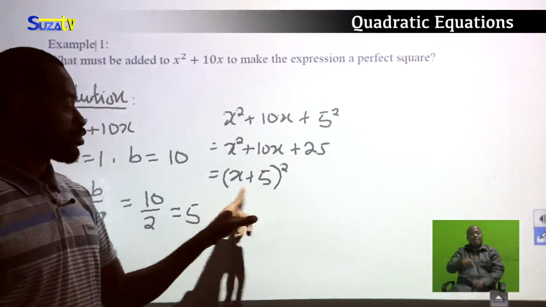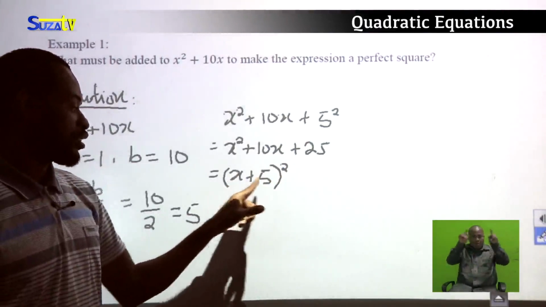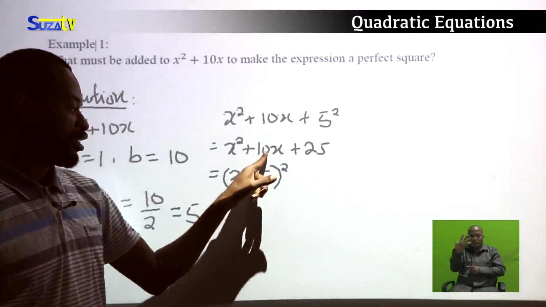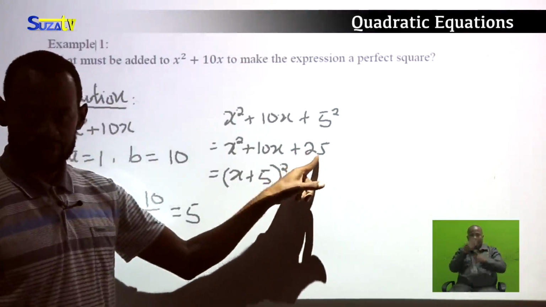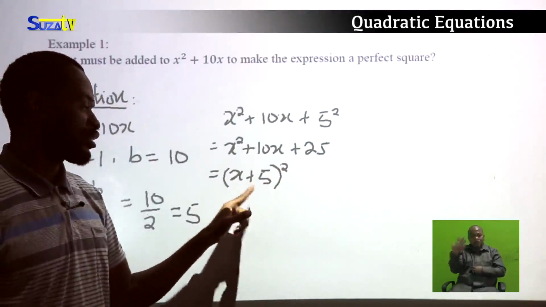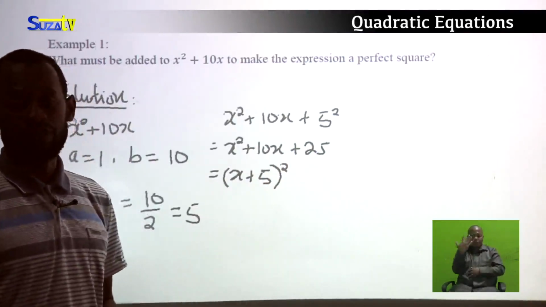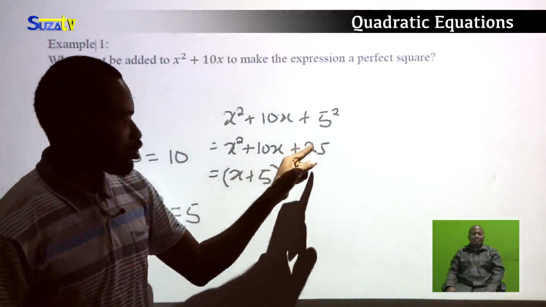If you open the bracket here, you're going to have x squared plus 5x plus 5x, which is 10x, plus 5 squared, which is 25. So now the value of x here is negative 5. So this is a perfect square. So we are supposed to add 25.